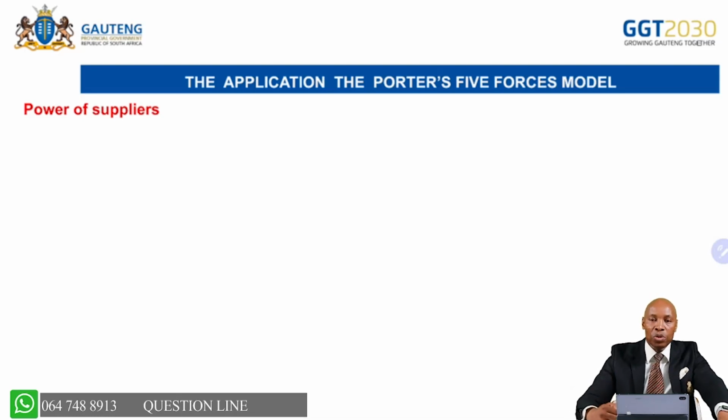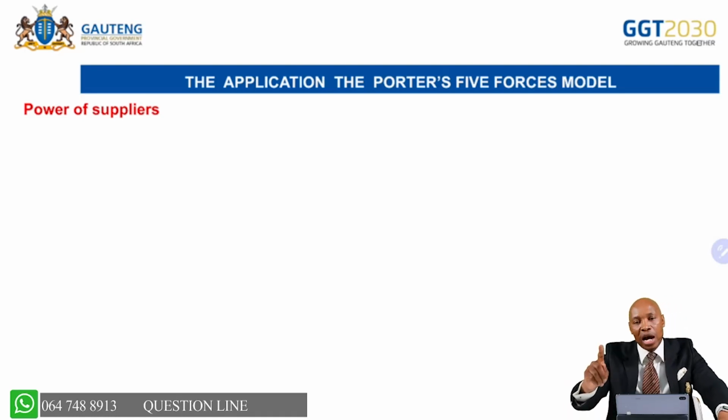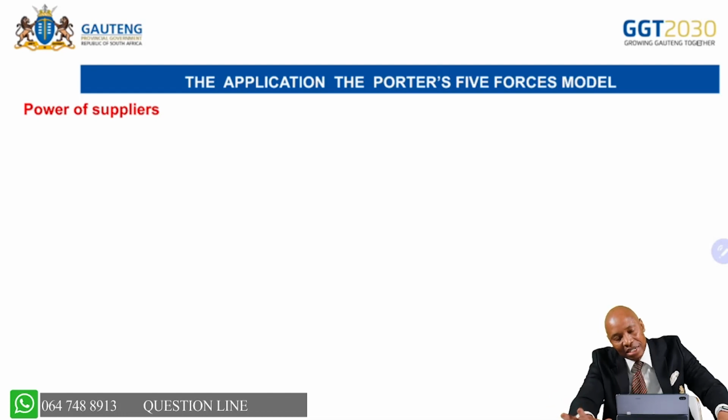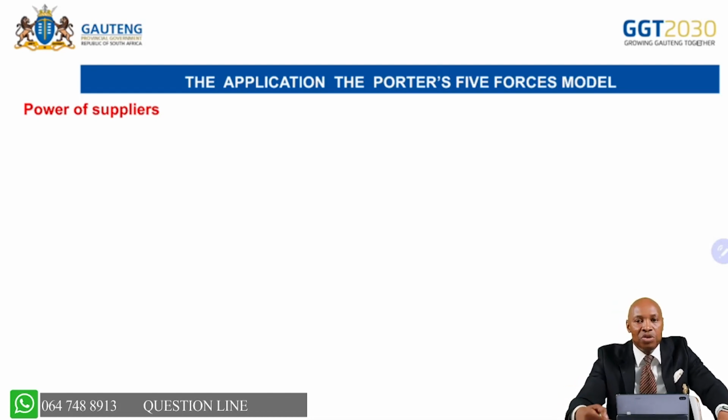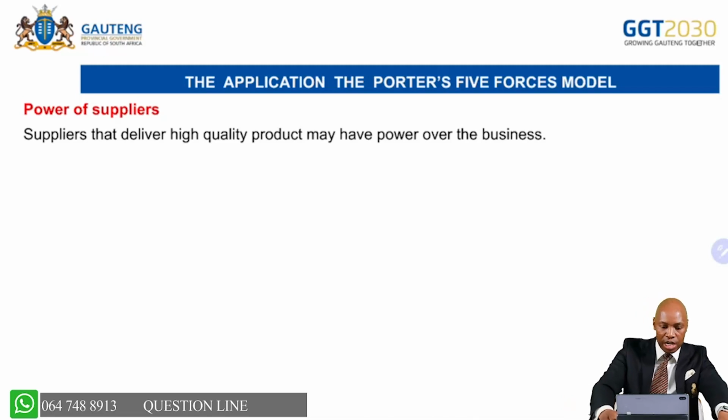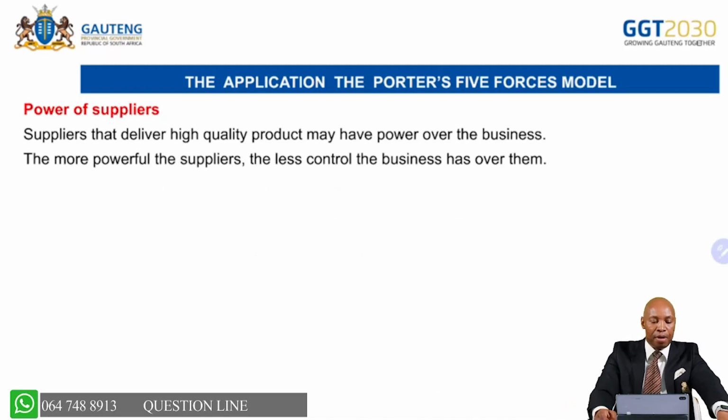Now, here we're looking at what? How a business can apply. We are not looking for recommendations for suppliers. We are not looking for strategies to deal with suppliers as a business. We are looking at how a business can apply the application as it is in your notes, as it is in your examination guidelines. Now, let's look at how a business applies the power of suppliers.